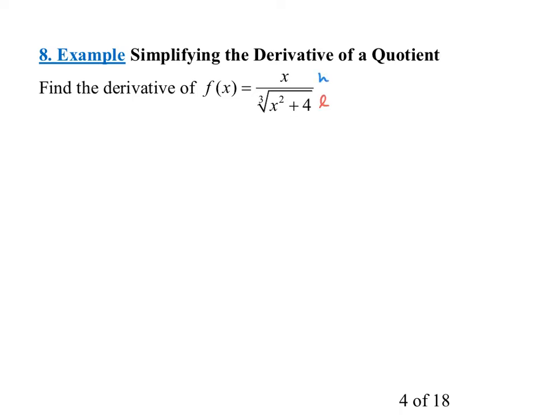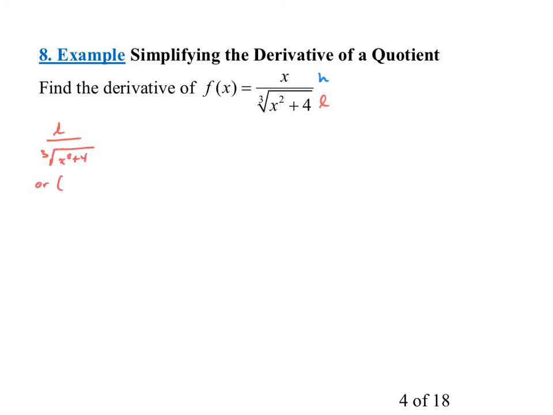Yes, we could technically bring the denominator up to the numerator, make it a negative power, and then use the product rule, but that's truly not much different at all than using the quotient rule as is. So let's use the quotient rule. Let's look at our low function. Our low function is the cube root of x squared plus 4.